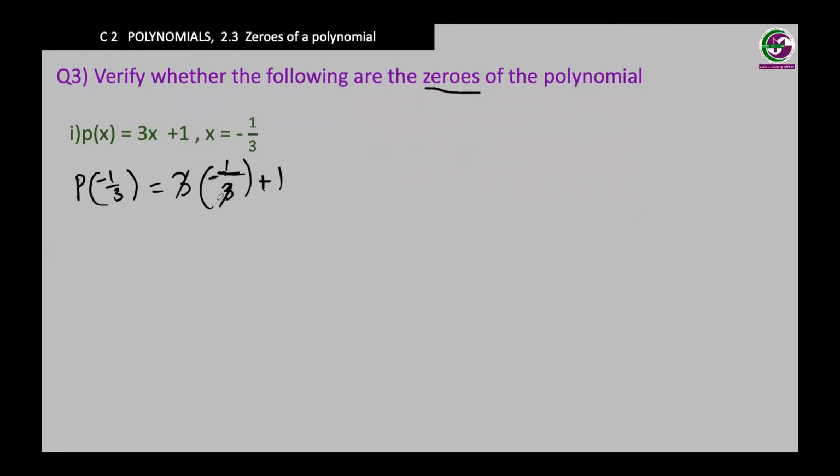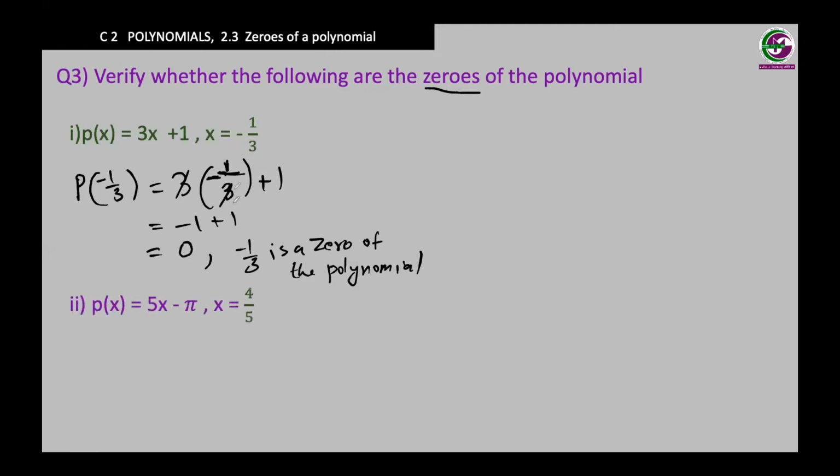This 3 and this 3 get cancelled. So we have the answer negative 1, plus 1, which is equal to 0. Because you get the answer 0, we say that negative 1 by 3 is a zero of the polynomial. So whenever you get a 0, we say that the given value of x is a zero of the polynomial.